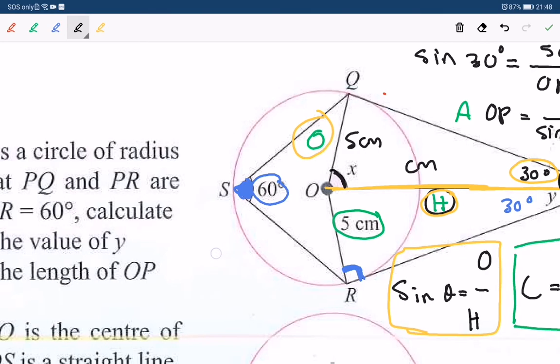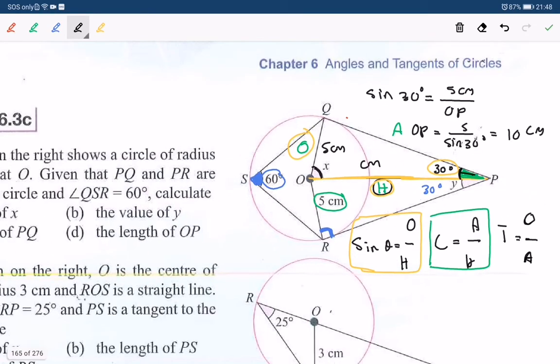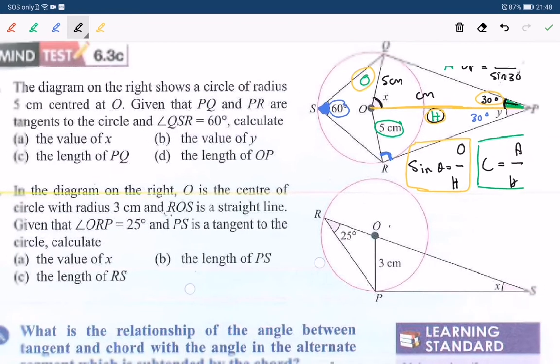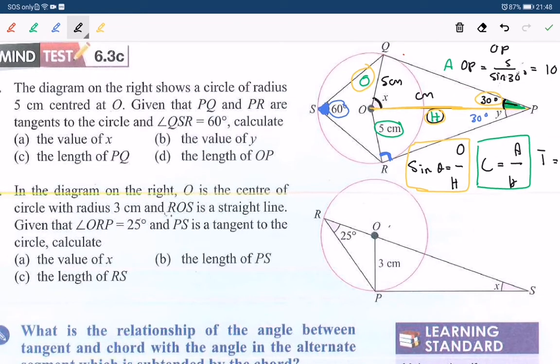Okay, finish question number 1. We already found all the answers, and then let's move to the second question. The second question, they give you O is the center of a circle with radius 3 cm. Okay, we have the radius 3 cm. ROS is a straight line given that the angle ORP.